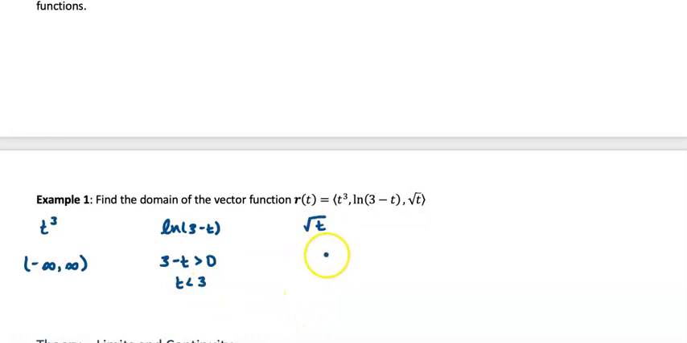Now for that z component, the square root of t, well, we can take the square root of 0, but we cannot take the square root of a negative number, at least not in the real number system, and so t must be greater than or equal to 0. So how do we ensure that all of these conditions are true? Well, we can draw a number line.